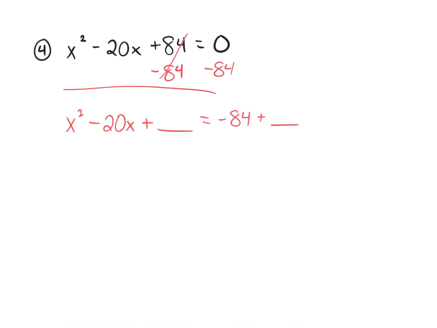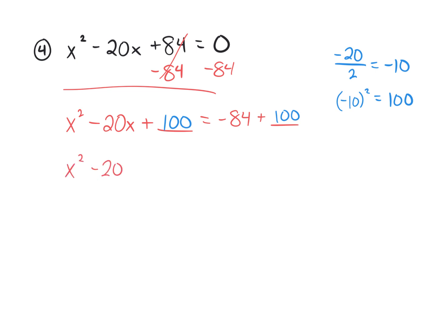B divided by 2. Yep, what's my b? Negative 20 divided by 2 is negative 10. What do I do with that negative 10? Squared equals 100. Where does that 100 go? In the blanks. Good. What do we do from here? Simplify the equation. Yep, clean it up. X squared minus 20x plus 100 equals 16.